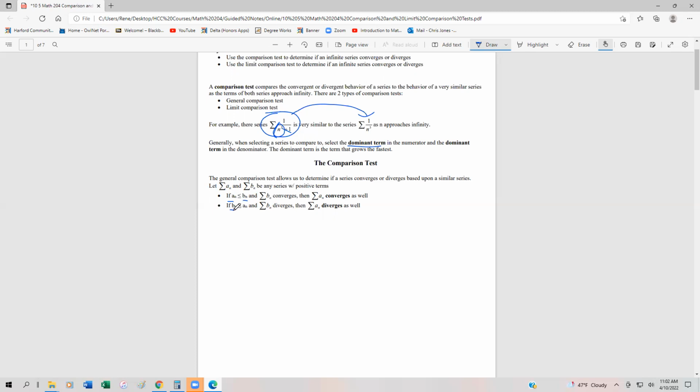Now, let's say that the compared sequence terms are getting smaller than the original one. Then we're going to say, well, if b sub n diverges, in other words, the compared series, which is smaller than the original series, that means that the original series will diverge. The way I'm going to do this is start listing out a few terms in each of the sequences, the compared and the original, and see whether or not they're getting smaller or larger. Then I'm going to determine the behavior of the compared series.